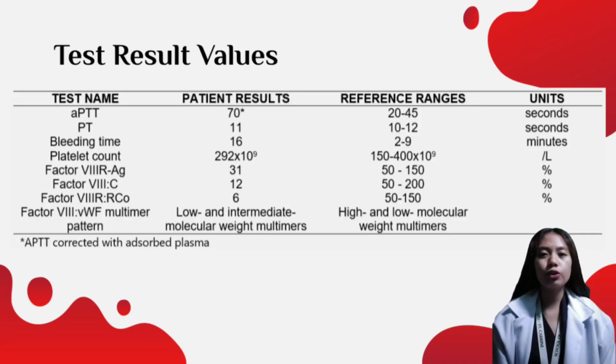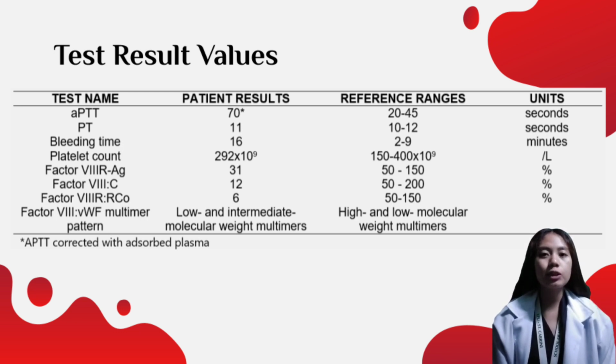These are the following results of laboratory tests performed on the patient. First is the activated partial thromboplastin time. The value of 70 seconds is prolonged compared to the normal range of 20 to 45 seconds. The prothrombin time value of 11.5 seconds falls within the normal range of 10 to 12 seconds.